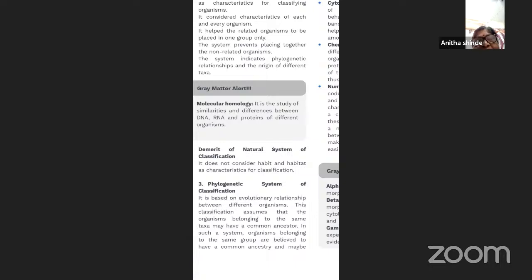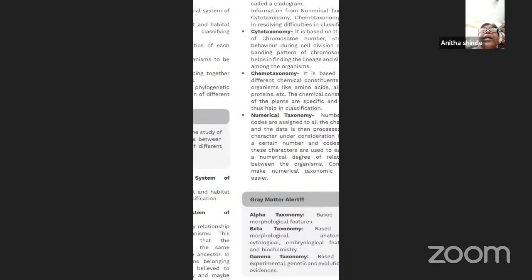Okay. So now we are into the phylogenetic system of classification. It is based on the evolutionary relationship or ancestral relationship. Here they have considered the organisms with common ancestors as one group. Such a system tells you that the organisms belonging to the same group are believed to have a common ancestry. And how do you represent this common ancestry? In the form of a tree. That tree you call a family tree, or a cladogram.